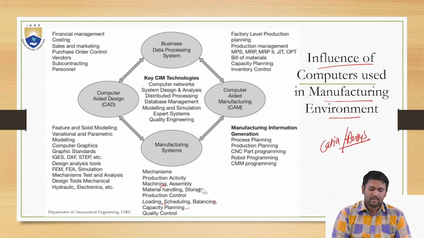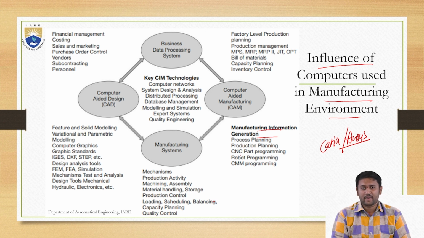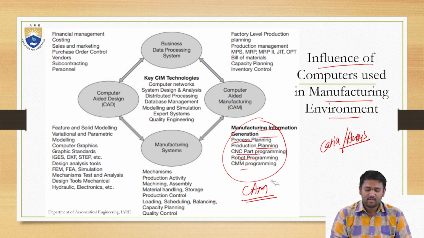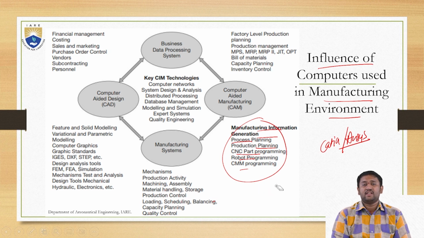And next, we will be using computer assisted manufacturing, right? Under this, we will be using computers to assist manufacturing operations, particularly to plan a process, to create a production plan, and to create a part program for the CNC machines that we will be using, and any robot programming or coordinate measuring machines, right? All these things we will be planning with the use of computer aided manufacturing. We will be using computers to generate the information that has to be fed to the machines.